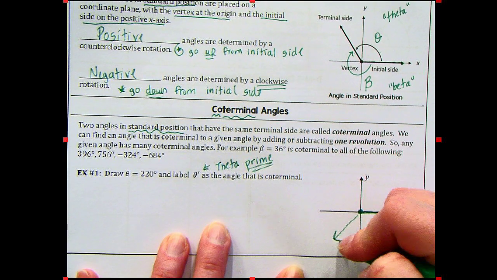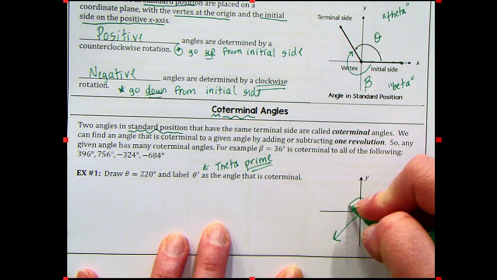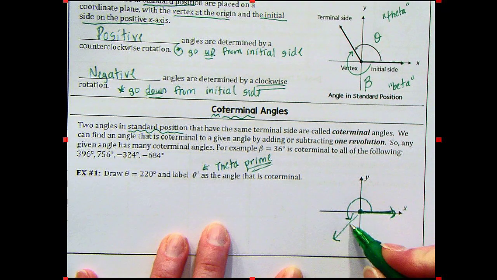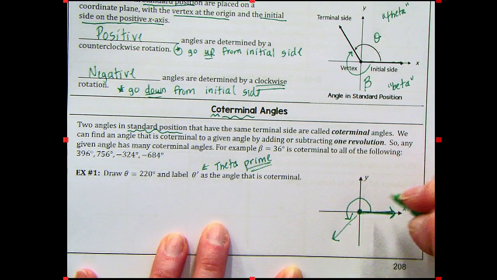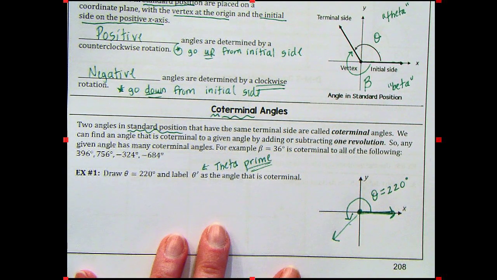So you kind of just estimate, because we're not pulling out protractors anymore, but this is why labels are so important. My directional arrow is going up and ending at the terminal side. This is representing that it's the positive angle and not the negative one below. And you give it its label: theta is equal to 220 degrees.